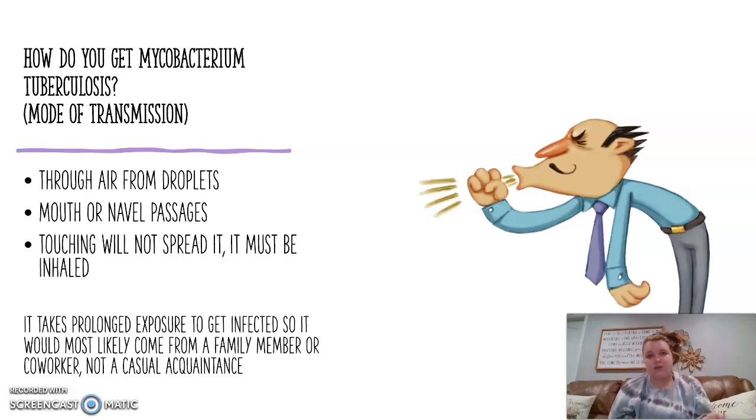So if I saw somebody at the grocery store and I stood next to them, I would not get it. Yes, if they coughed on me, I'd have a higher chance of getting it, but my chances are much lower than getting it from my mom or my dad or my sister or my brother, if that makes sense.